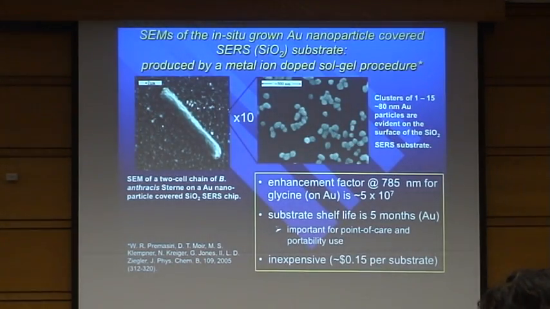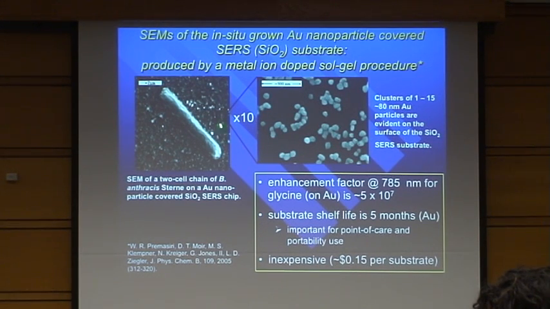So just a word about the SERS substrate, because that really is the magic bullet, so to speak, that makes all these applications go. What we found most effective is a substrate we developed some time ago now. It can be gold or silver, but most of the work was done with gold. It's produced by a metal ion doped sol gel procedure. You end up with a piece of SiO2 that is covered, physisorbed with clusters of gold nanoparticles, typically 80 nanometers.